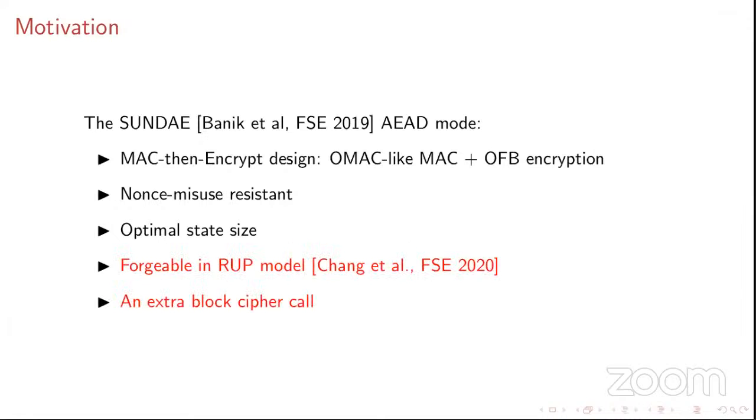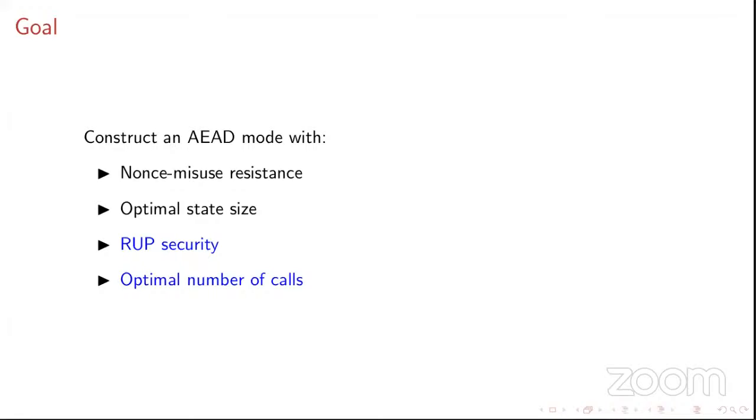But there are two problems with SUNDAE. The first one is that it is forgeable in the RUP model. You can easily forge this mode in the RUP model, as has been shown by Chang et al. in this year's FSE. And then there is an additional block cipher call in this mode, which is required to prepare the initial state. So our goal is to construct an AEAD mode that achieves the nonce-misuse resistance and optimal state size of SUNDAE. And additionally, we want RUP security as well as an optimal number of calls.